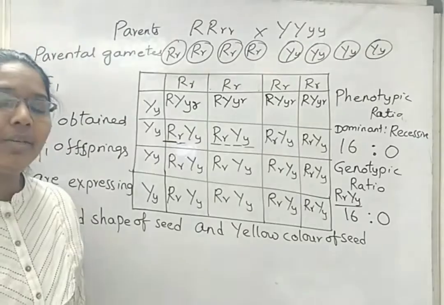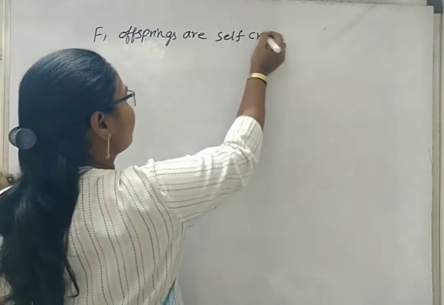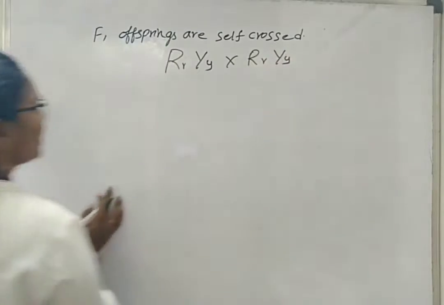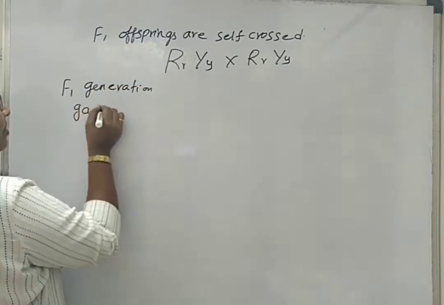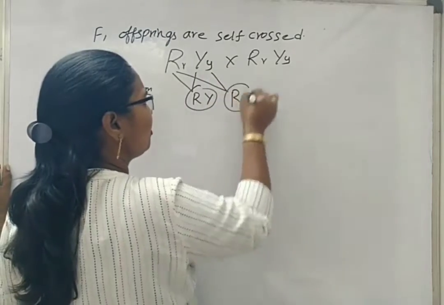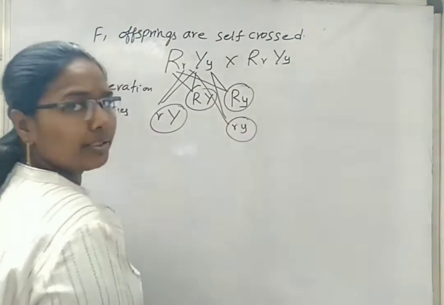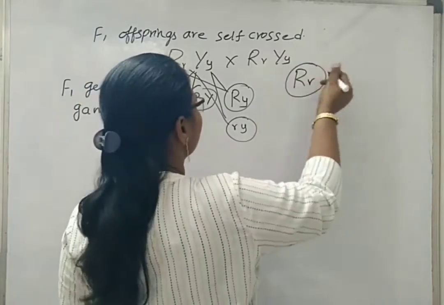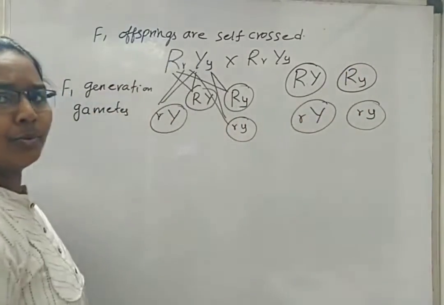We know that for obtaining the F2 generation, we have to self-cross all the F1 offspring. So let's sort out the gametes from this. F1 generation gametes: capital R, capital Y in one gamete; capital R, small y in another gamete; small r, capital Y in one gamete; and small r, small y in another gamete. Here also the same thing. So the gametic distribution is like this.